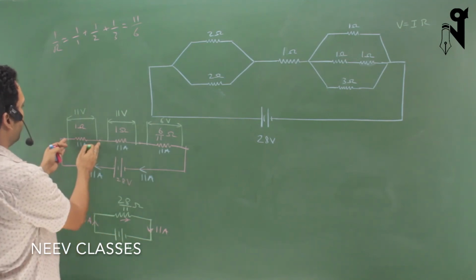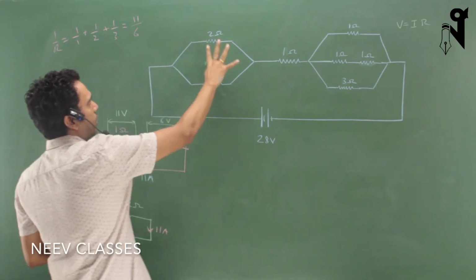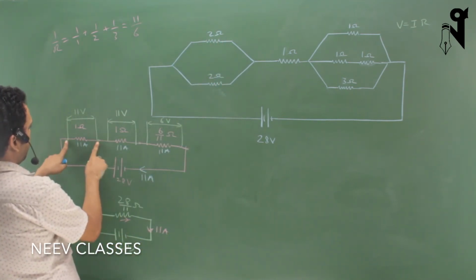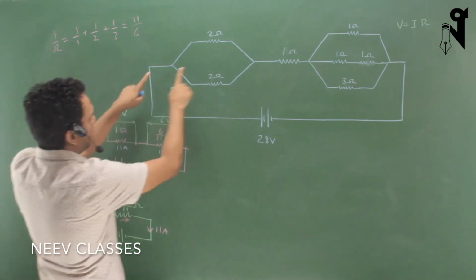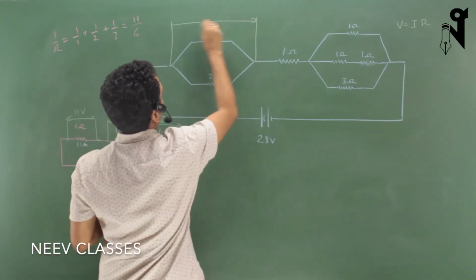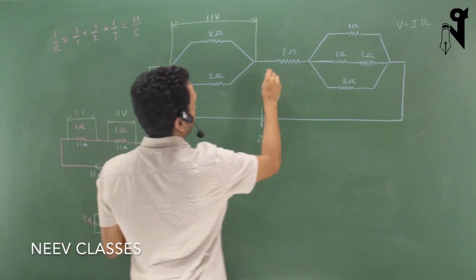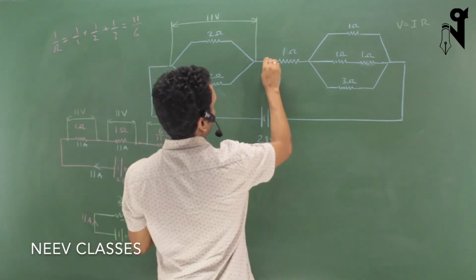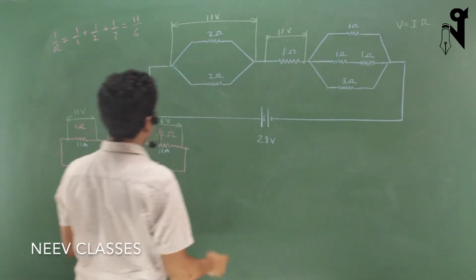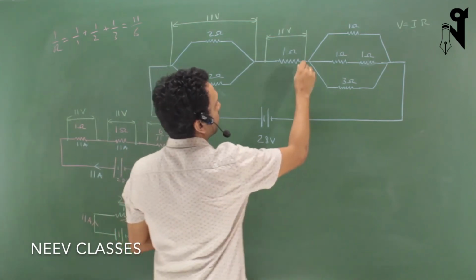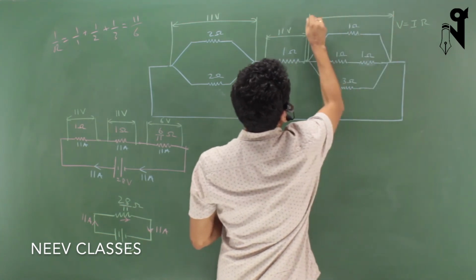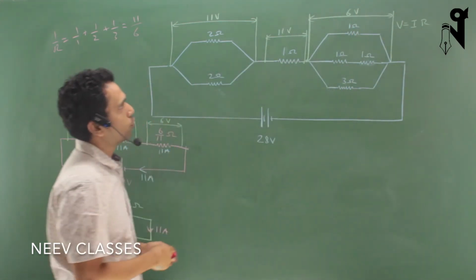So where is this 11 volt? Where is this 11 amp? 11 amp is here in both of them somehow. So 11 volt is across the 2 points, across the resistance. So that resistance was here to here. So that is your 11 volts. From here to here, that's your 11 volts. And then what is this 11 volt across these 2 points? That's 11 volt again. And what is that 6 volt? That 6 volt is across these 2 points. So that's your 6 volts.